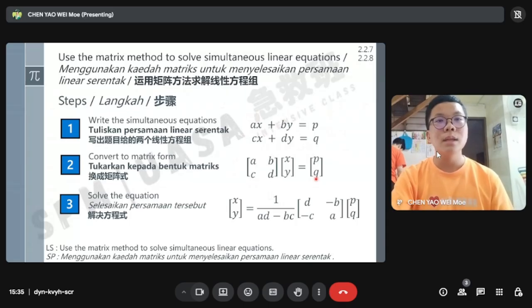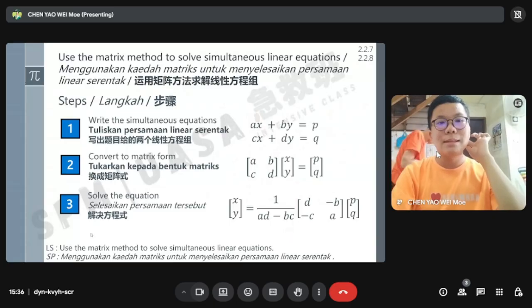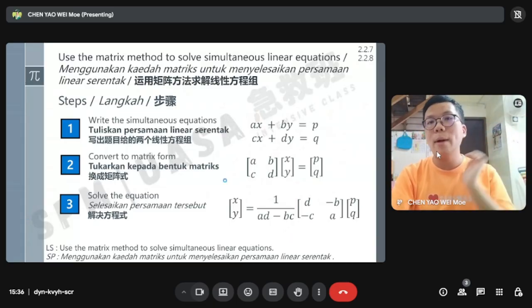And this form is present. Later on you make xy the subject, put this one beside here, and you do the inverse matrix by doing 1 over AD minus BC. Then you do this one, and you get the answer for x and y. So this is quite an easy question for you, quite an easy chapter.